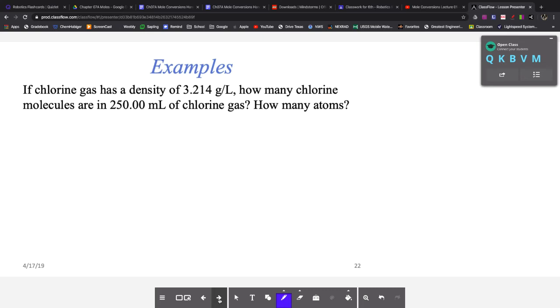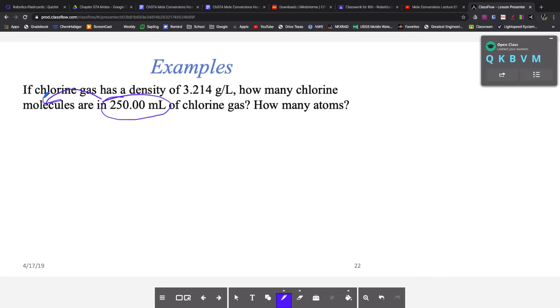Last problem. If chlorine gas has a density of 3.214 grams per liter, how many chlorine molecules are in 250 milliliters of chlorine gas? And how many atoms? Okay, so we're trying to go from 250 milliliters to molecules.